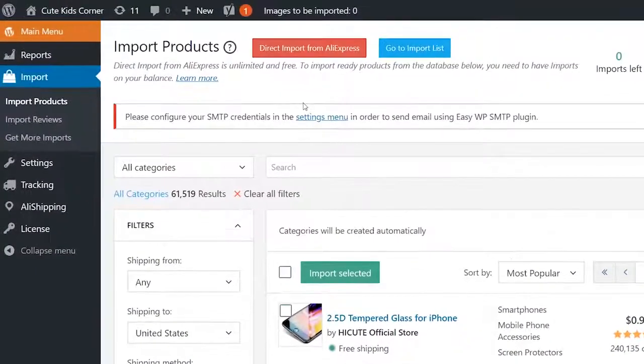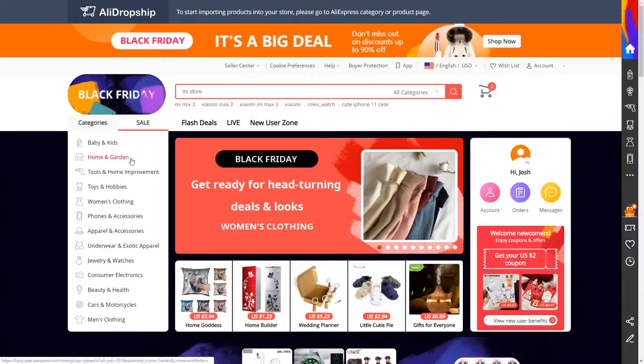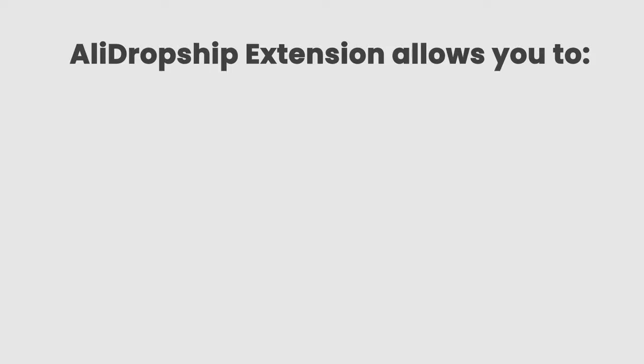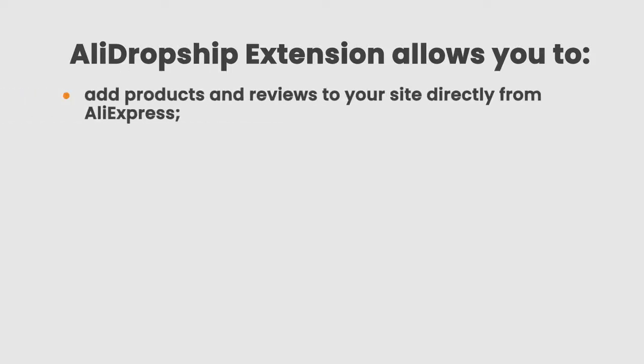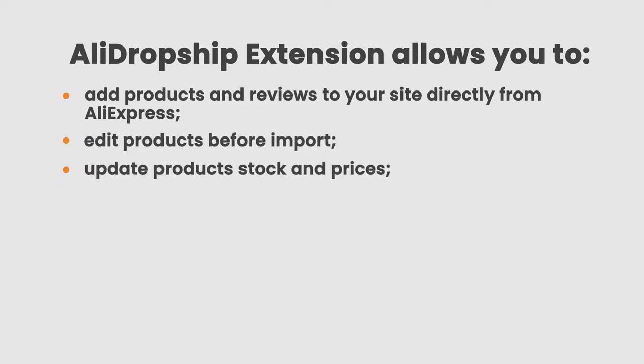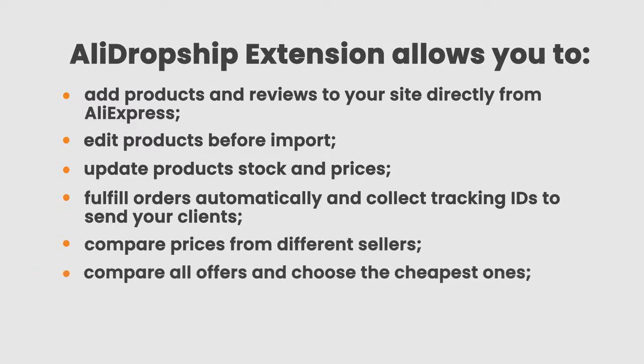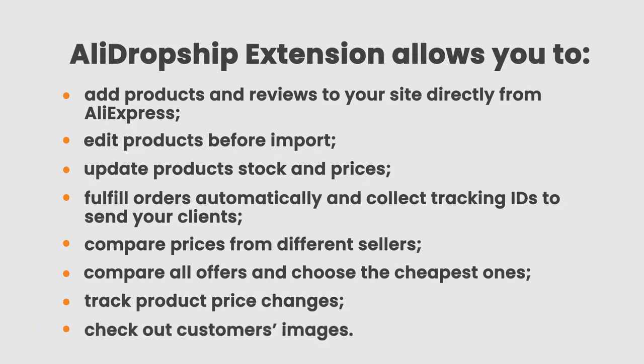We also recommend uploading more products directly from AliExpress. For that, we should set up the Alidropship extension first. The Alidropship extension allows you to add products and reviews to your site directly from AliExpress, edit products before import, update product stock and prices, fulfill orders automatically and collect tracking IDs to send to your clients, compare prices from different sellers, compare all offers and choose the cheapest ones, track product price changes, and check out customers' images.